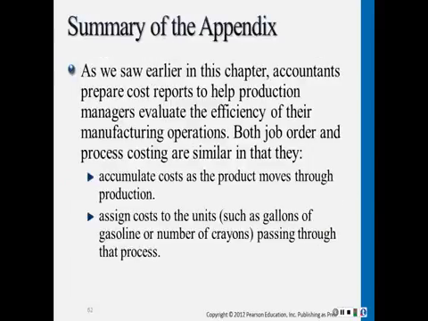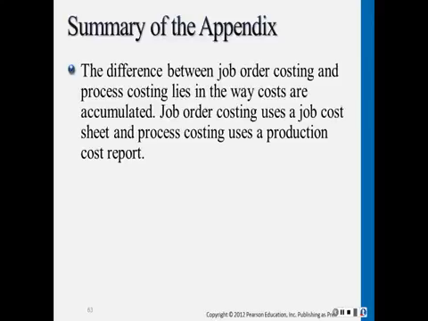As we saw earlier in this chapter, accountants prepare cost reports to help production managers evaluate the efficiency of their manufacturing operations. Both job order and process costing are similar in that they accumulate costs as the product moves through production and assign costs to the units, such as gallons of gas or numbers of crayons, passing through that process. The difference between job order costing and process costing lies in the way costs are accumulated. Job order costing uses a job cost sheet, and process costing uses a production cost report.